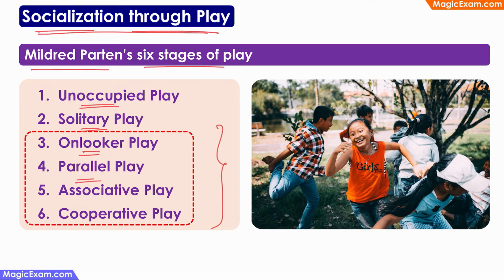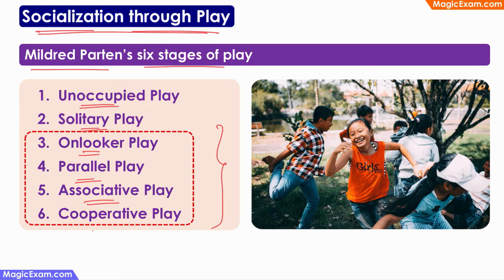Next is parallel play. That is, the child is looking at other children playing and trying to imitate them or trying to play in the same way. So the child is still playing on with himself or herself. The child is not interacting with other children, but his play is being influenced by others. The child is observing the others and trying to imitate. Next is associative play, where the child starts interacting a little more with the other children. The child is still playing by himself or herself, but the child is also interacting with others, speaking to others, asking for some toys, giving some toys. So some level of social interaction is happening, right? But the main play is still happening individually.